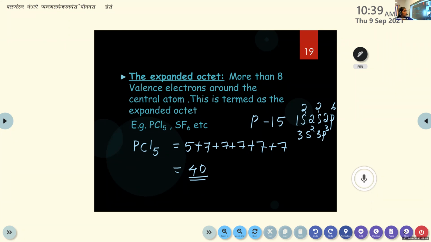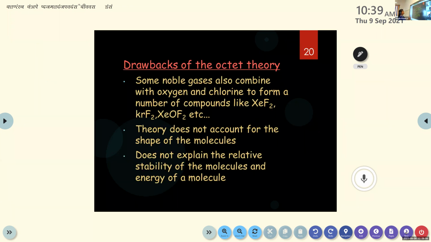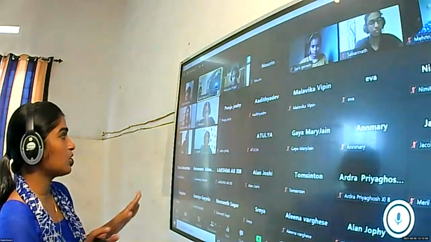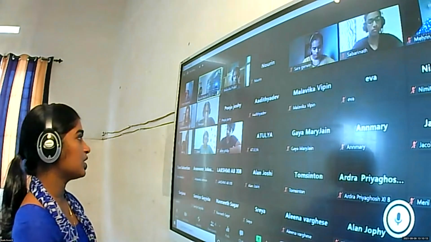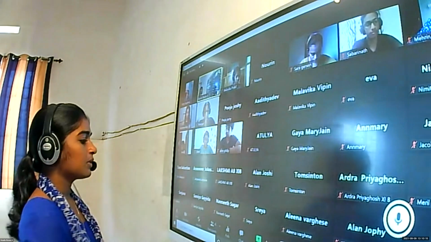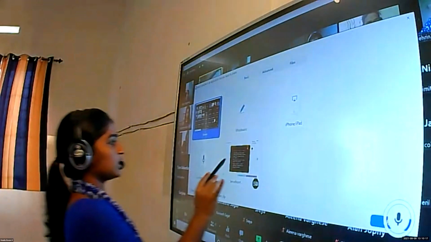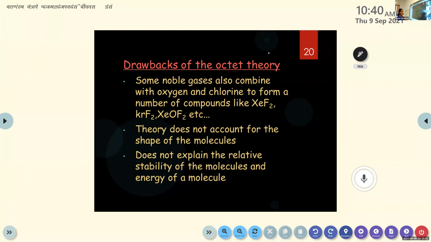Then some other drawbacks of this octet rule. Now we are going to discuss the drawbacks of this octet theory. The first point is that we started this chapter on chemical bonding with the concept that noble gases do not involve in chemical bonding because they are stable. But now we are going to discuss certain noble gases that form chemical bonds with other compounds. These are considered as exceptions.